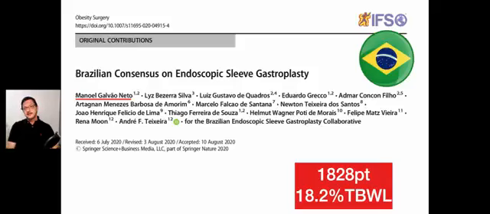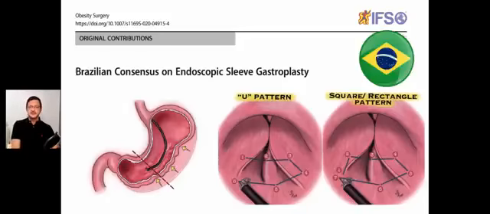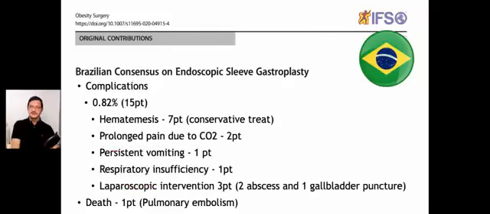And this is our Brazilian consensus of endoscopic sleeve gastroplasty with more than 1,800 patients. It was a collective effort of 47 endoscopists with a mean of 15 years of experience and a mean number of cases per participant of 87 procedures. They were all trained in a very standardized fashion that's very unique for endoscopic or surgical methods, and they used the U-shaped suture, as you can see here, the initial U-shaped pattern and a modification of this one called square that is being adopted lately.